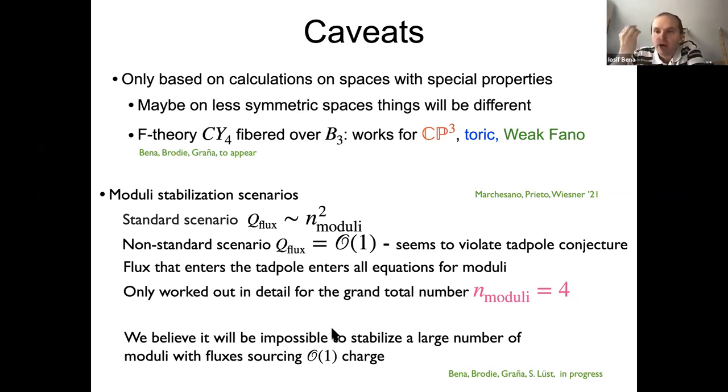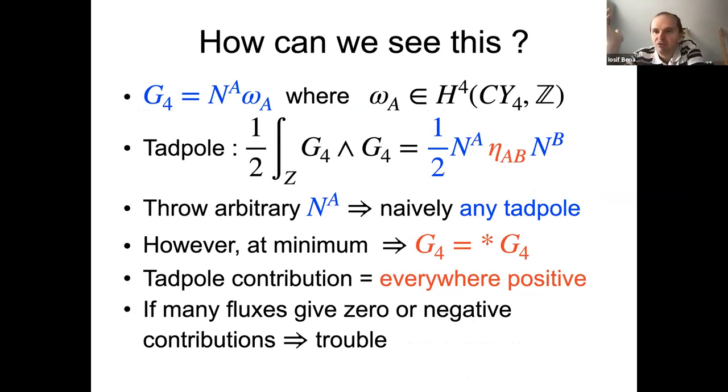Why do we believe that? I want to give you some intuition. The best is to work in F theory, or just think about M theory on an eight dimensional Calabi-Yau, a Calabi-Yau fourfold. On the four cycles, you have a four form. The four form can be decomposed into some integer cohomology basis, which is given by these omegas. And there are some numbers, N1 omega 1, N2 omega 2, and so on and so forth.